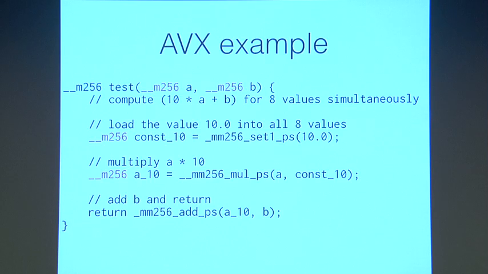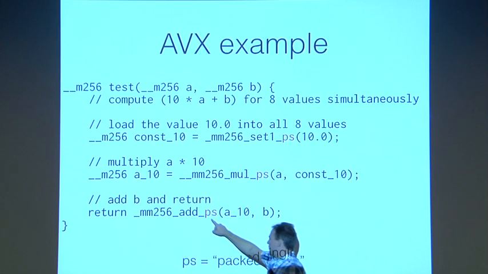So those are the types, right? It's just M256. It's an opaque sort of thing. And then all the operations operate on, you tell them what's actually in there using this postfix. Packed, single. The other options are packed D, PD, packed double.